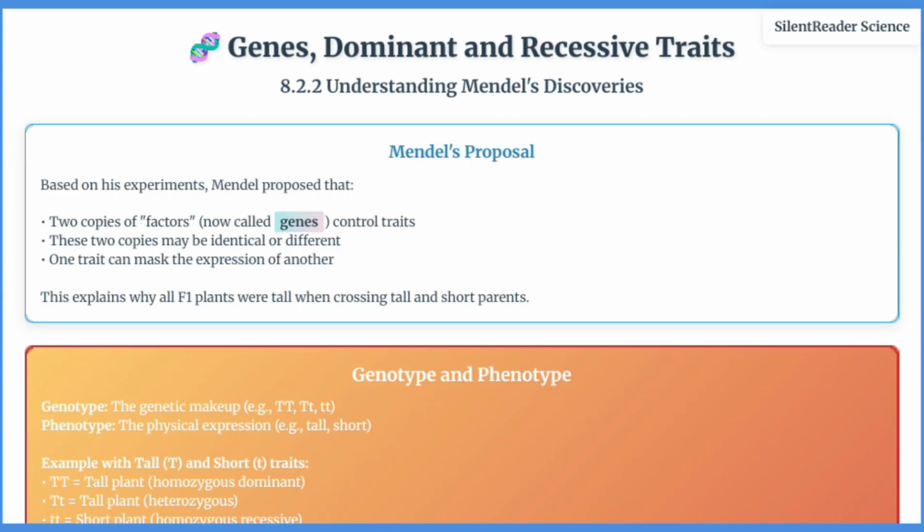We represent genotypes using letters. Capital letters for dominant traits and small letters for recessive traits. So TT represents a homozygous tall plant, capital T small t represents a heterozygous tall plant, and small t small t represents a homozygous short plant. Notice that a single capital T is enough to make the plant tall, while both copies must be small t for the plant to be short. This explains why all F1 plants were tall when crossing tall and short parents. They all had the capital T small t genotype.